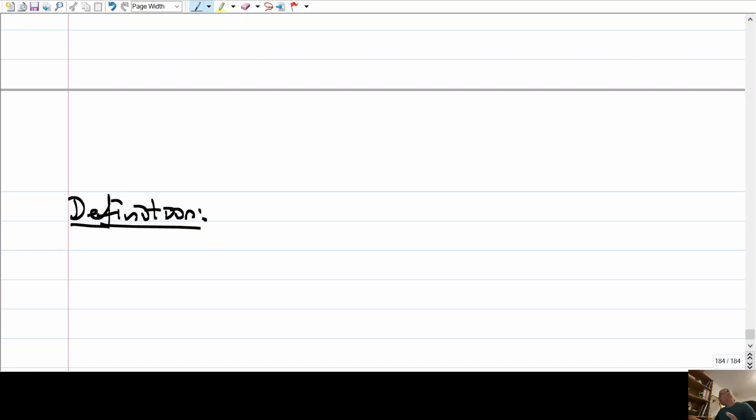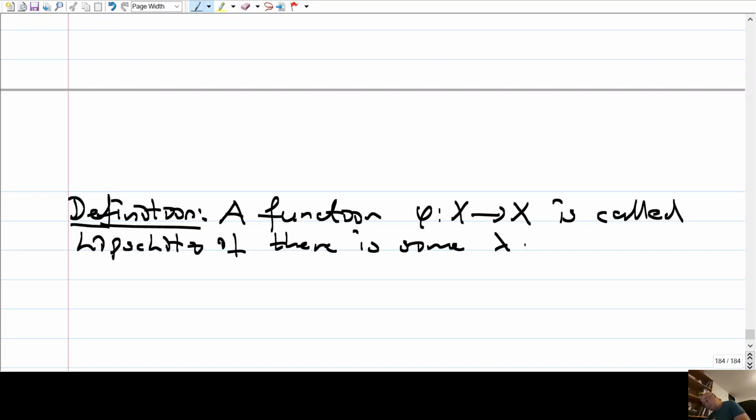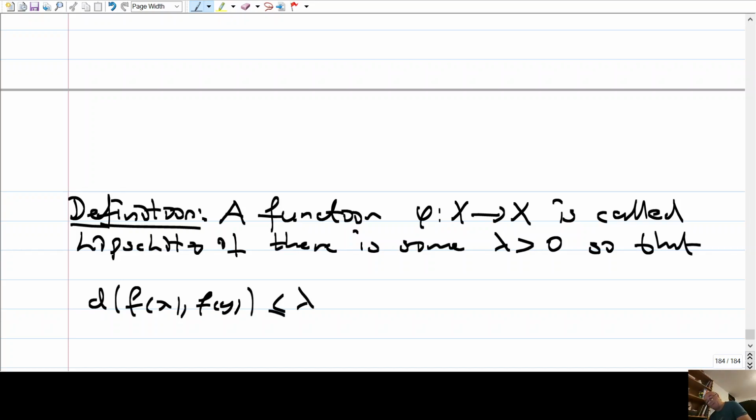I will define so-called Lipschitz. A function phi from a metric space to itself is called Lipschitz if there is some lambda positive so that d(f(x), f(y)) is less than lambda times d(x, y).